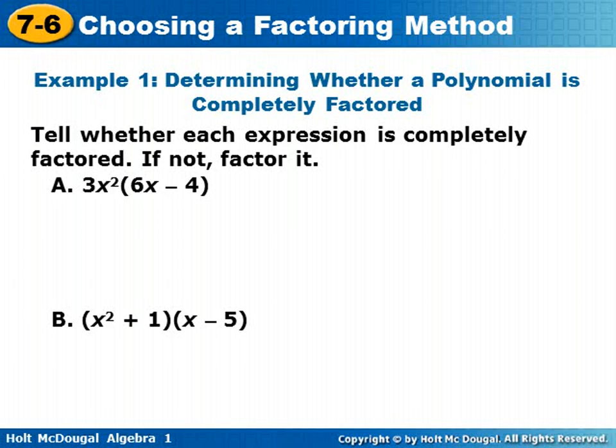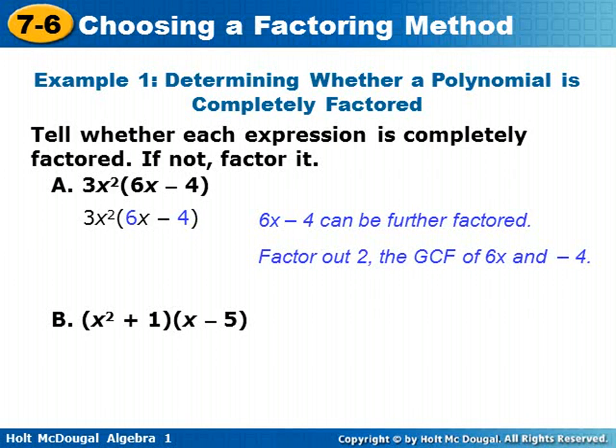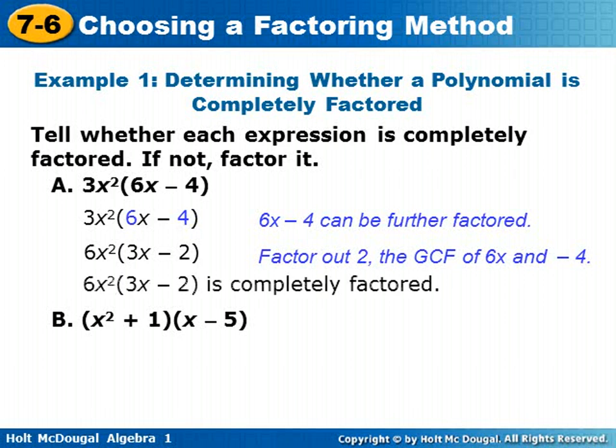If not, factor it. For a, 3x squared times in parentheses 6x minus 4, the 6x minus 4 can be further factored. You factor out 2, which is the greatest common factor of 6x and negative 4. When you factor out the 2, you multiply it to what is already on the outside of the parentheses. So 3x squared times 2 gives us 6x squared on the outside, and left over on the inside, once we divided out the 2, 3x minus 2. So 6x squared times in parentheses 3x minus 2 is completely factored.